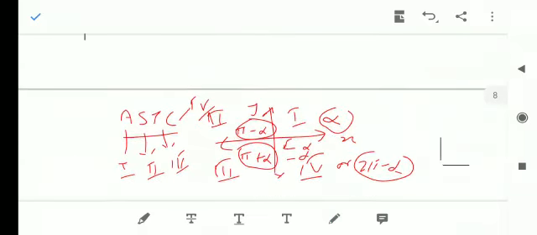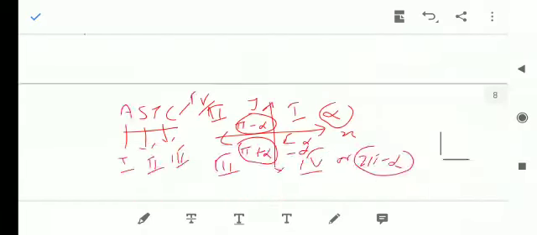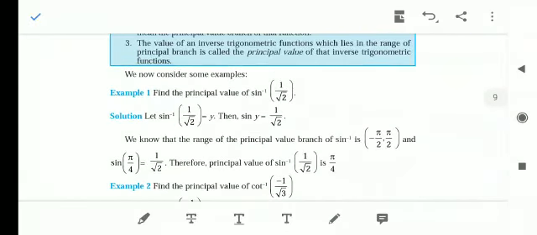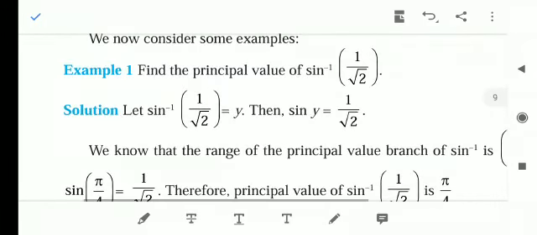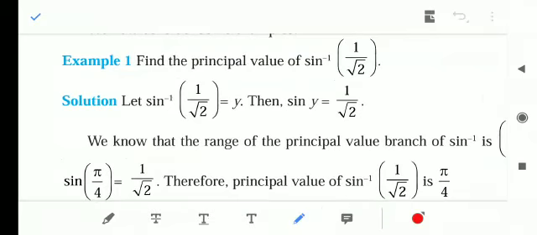Now we will take a few questions based on it. Look at example number 1. Find the principal value of sine inverse 1 by 2.